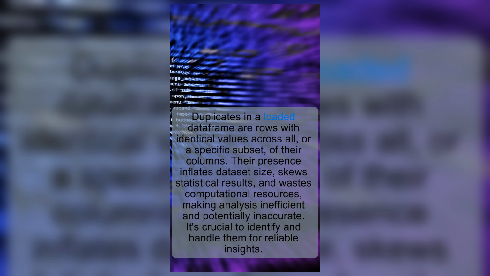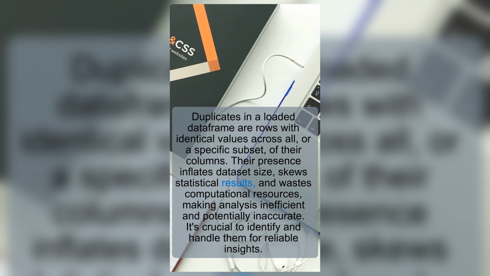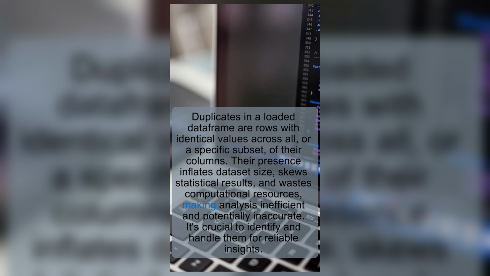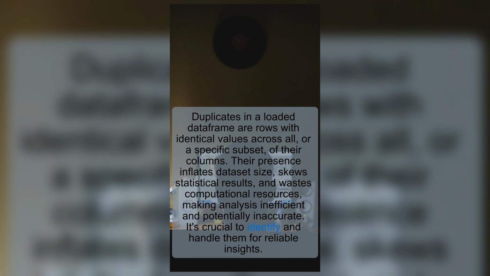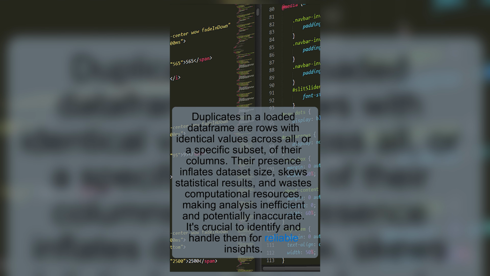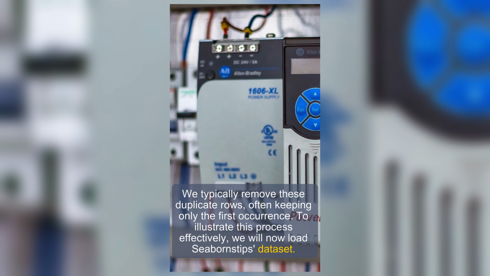Duplicates in a loaded data frame are rows with identical values across all, or a specific subset, of their columns. Their presence inflates dataset size, skews statistical results, and wastes computational resources, making analysis inefficient and potentially inaccurate. It's crucial to identify and handle them for reliable insights. We typically remove these duplicate rows, often keeping only the first occurrence. To illustrate this process effectively, we will now load Seaborn's tips dataset.